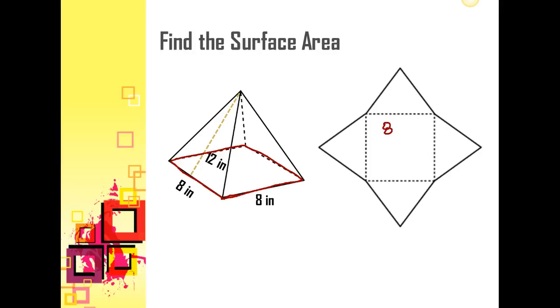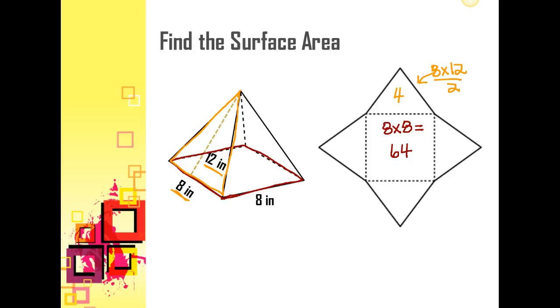The square base of our pyramid is 8 by 8. 8 by 8 is 64 inches squared. Next, we need to find the area of one of the triangles, which are also called the lateral faces. Each triangle has a base of 8 and a slant height of 12. We will multiply 8 times 12 and then divide by 2. This gives us an area of 48 inches squared.